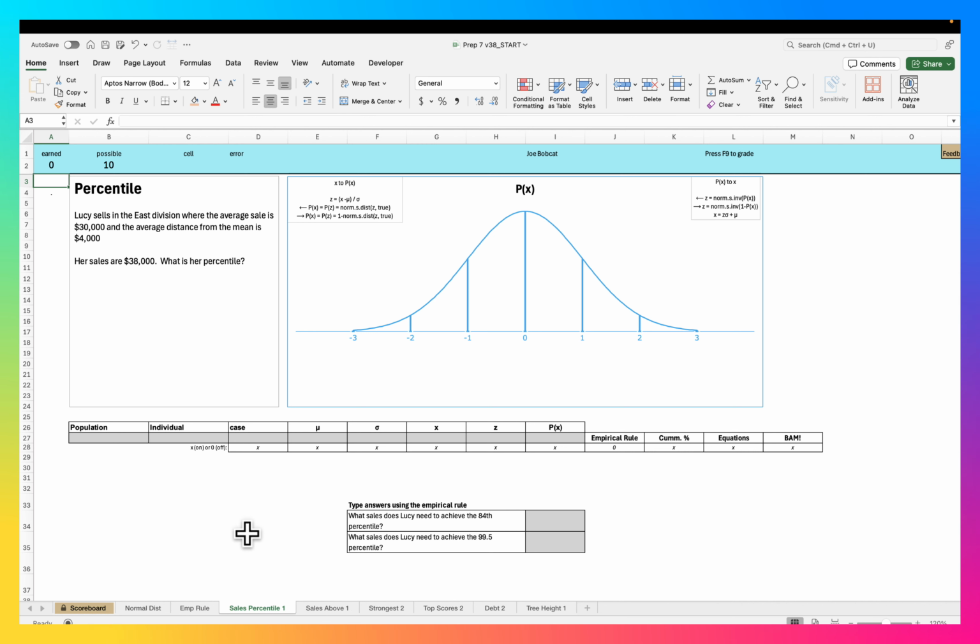All right, now, with the empirical rule, we're always trying to get kind of approximate stuff. And now the question is, what if we want exact, like an exact number? In other words, we want a number that's between these lines, not right on a line, not right on a standard deviation break. Then we actually have to use some calculation. So let's look at this. Lucy sells in the East Division, where the average sale is 30,000. All right, so the population she's in is the East Division, and she's Lucy.